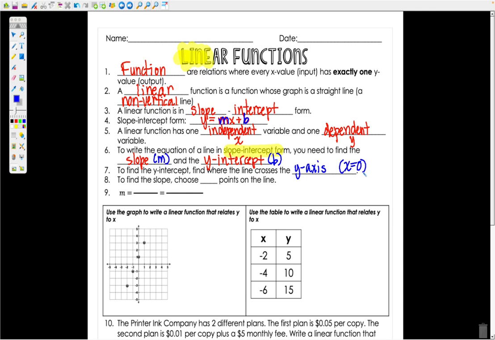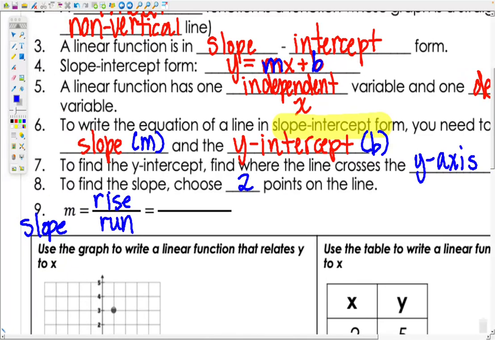And now, to find the slope, you're always going to want to pick 2 points on the line. If you're picking 2 points on the line, that's when I'm giving you the coordinates. But if I give you a graph, you're just using rise over run. Remember the M represents slope. Slope is found, when you're looking at a graph, by finding your rise over your run. But if I give you ordered pairs, remember y2 minus y1 over x2 minus x1.